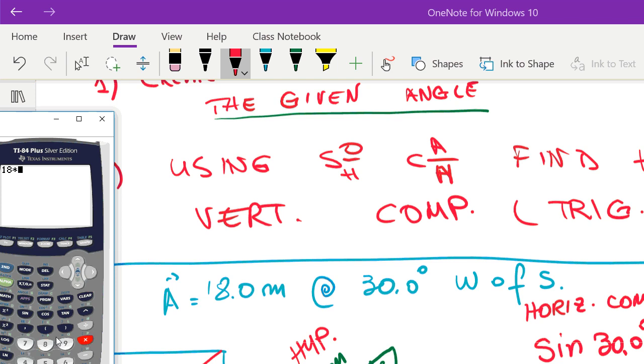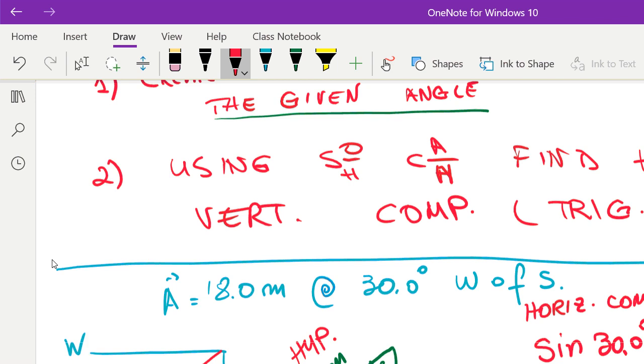18 times sine 30 degrees is equal to 9. So x is equal to 9. Now, this is the horizontal component. And then we will look for the vertical component.